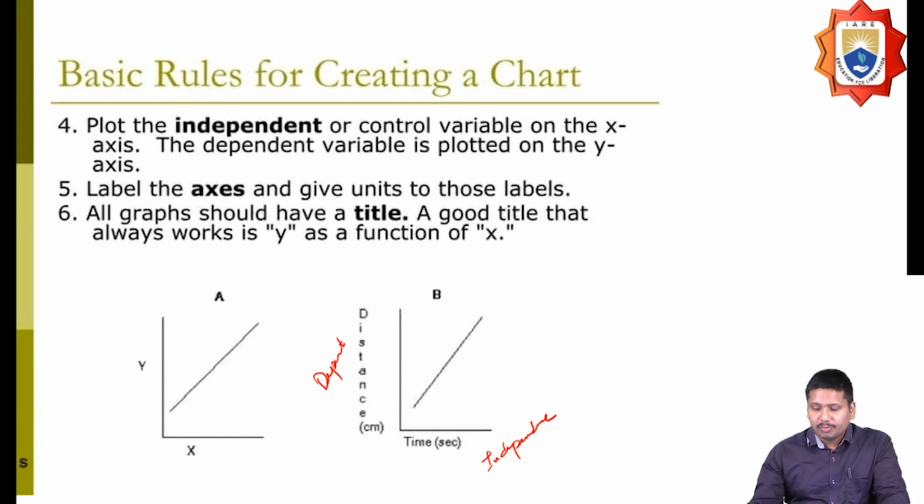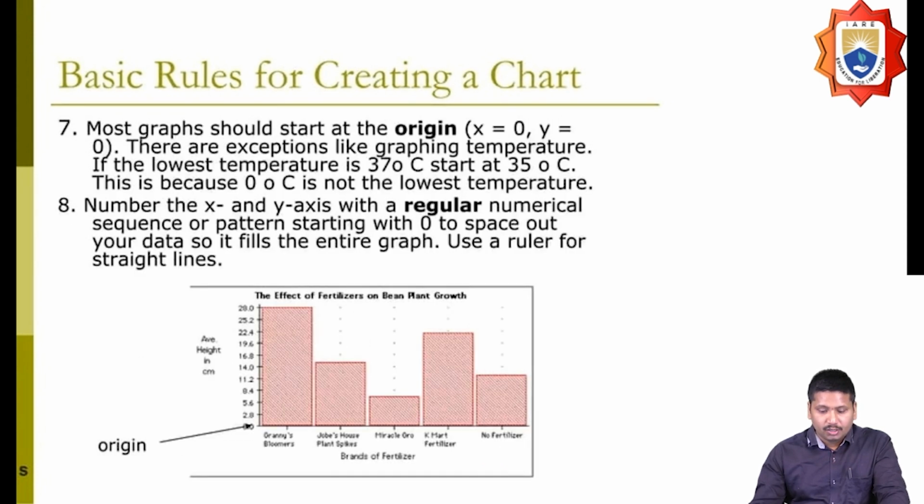So these are some of the basic rules we have to follow for creating the chart here. Most of our graphs should start with 0, 0 on the axes, and that is compulsory. The numbers on the x-axis and y-axis should follow a regular numerical sequence starting with 0, and should be spaced out so that your data fills the entire graph. So the origin should be fixed for all types of graphs.